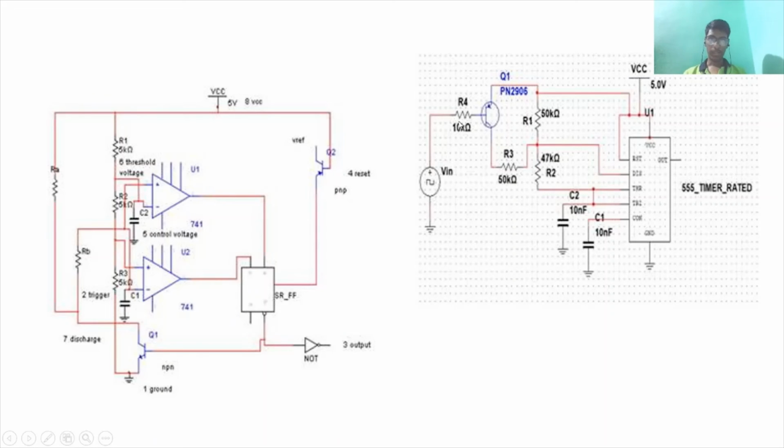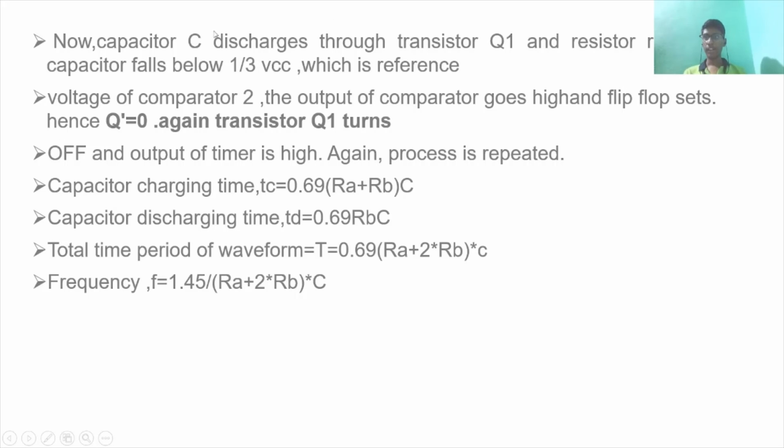So the pin diagram, as you can see: R4 is 10 kilo ohm, R1 is 50 kilo ohm, R2 is 47 kilo ohm, R3 is 50 kilo ohm, and we use the C1 and C2 capacitors, which are 10 nanofarad. Next, the capacitor C discharges through transistor Q1 and the resistor RB when the capacitor falls below one-third of the VCC, which is the reference.